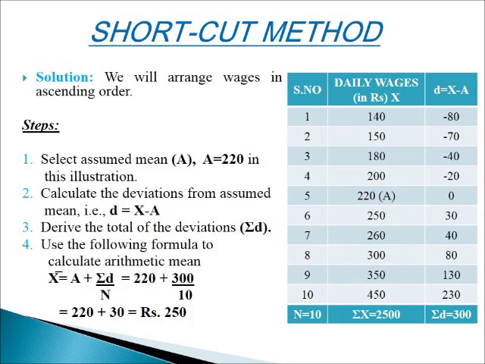Then we will apply the formula of shortcut method, that is mean equals a, which means assumed mean, plus sigma d divided by n. Here assumed mean is 220 plus sigma d is 300, which is divided by n, which is 10. After calculating it, we will get 250 as arithmetic mean. This is how we will calculate arithmetic mean with the help of shortcut method.